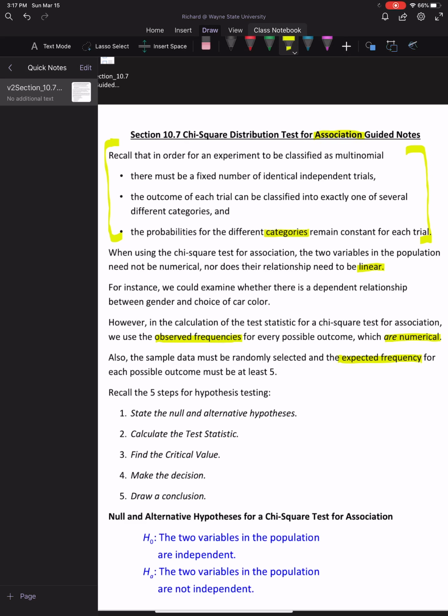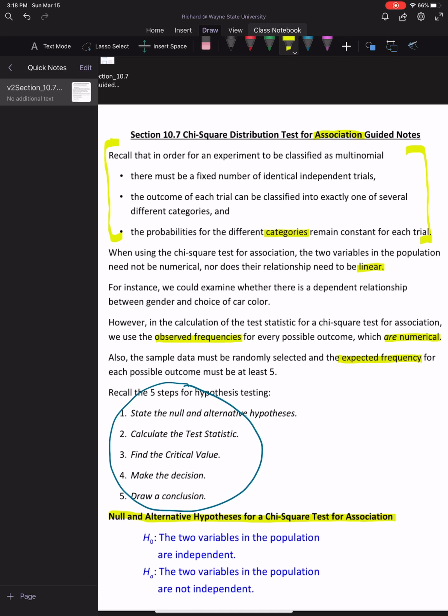What I also want to draw attention to, hopefully you've noticed, is we've got our 5 steps to the hypothesis test. That has not changed. Again, we've got a little bit of a different process than we saw in sections 10.1, 10.2, and 10.4, but ultimately still the same process. Now, the null and alternative hypotheses for the chi-square test for association, I want you to pay careful attention to these because there's only one form that the hypotheses take, which is nice and easy.